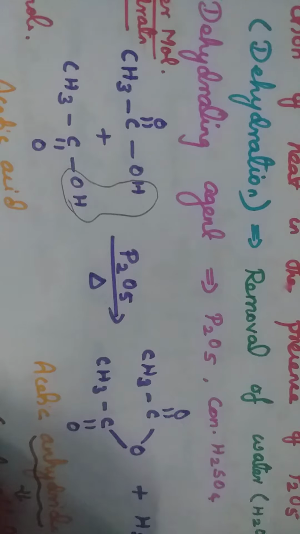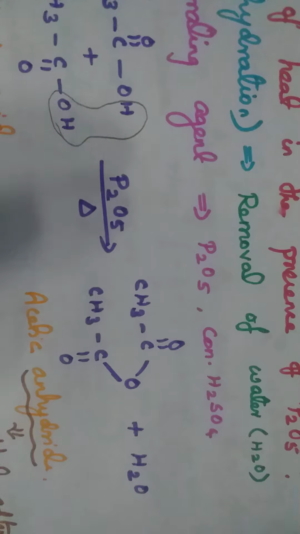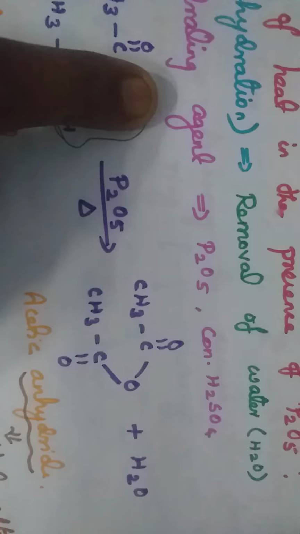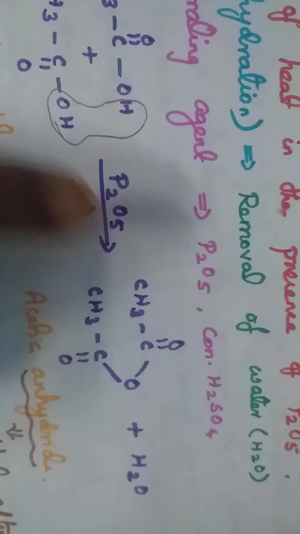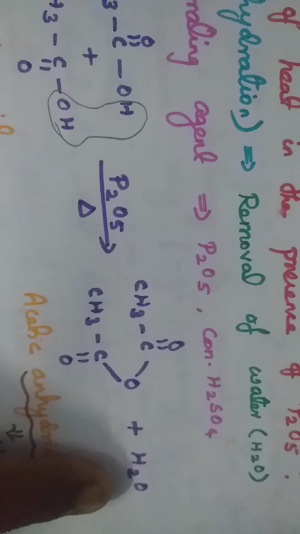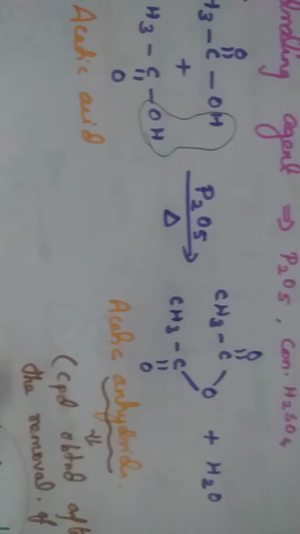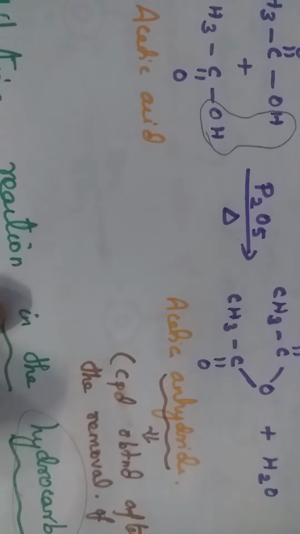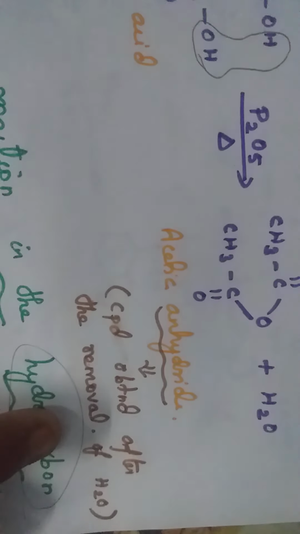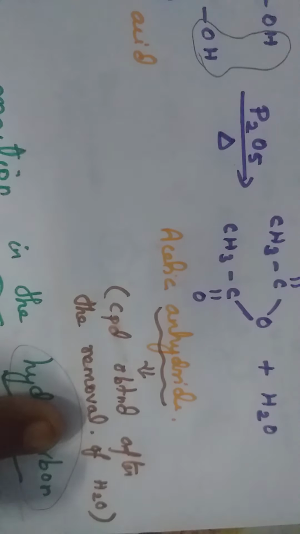Dehydration, so the water molecule gets removed. So we are going to see the action of heat in the presence of P2O5. P2O5 is nothing but a dehydrating agent which has a tendency to remove the water molecule. So acetic acid with P2O5 loses water molecules and forms acetic anhydride. What is called anhydride? Anhydride is nothing but a compound obtained after the removal of water.